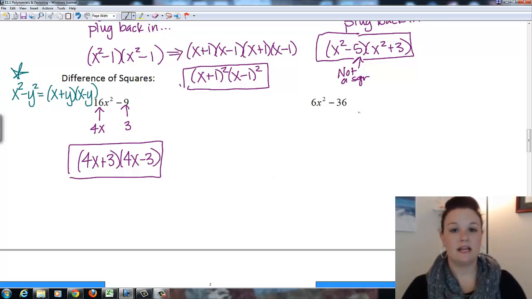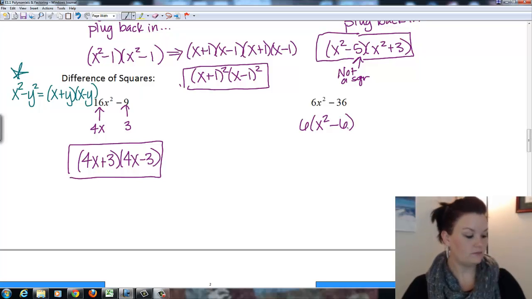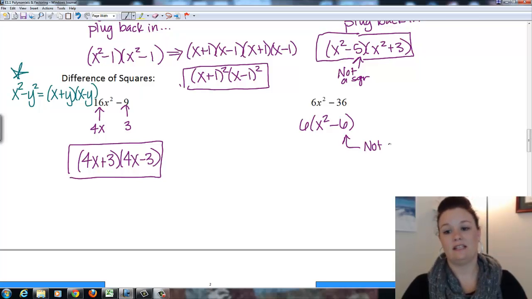Okay. On the next one, again, I look for a greatest common factor. Always, always, always, that's my first step. So if I take out a 6, I'm left with x squared minus 6. Okay. And then from here, I would like to do difference of squares, but unfortunately, 6 is not a square.